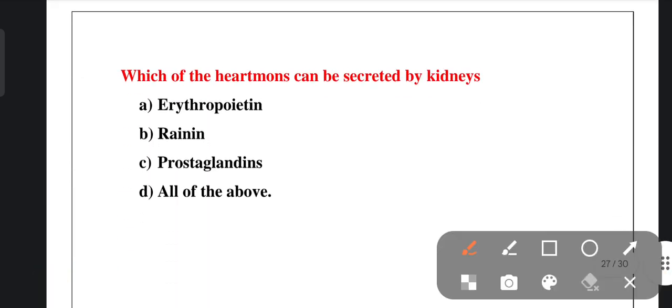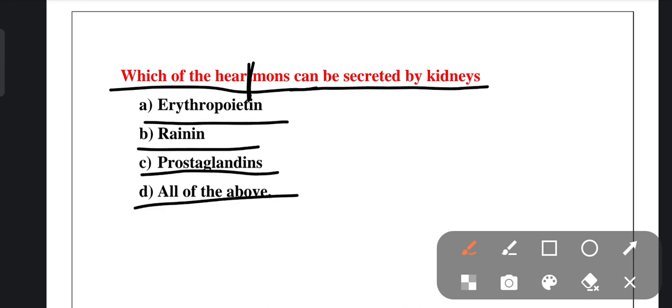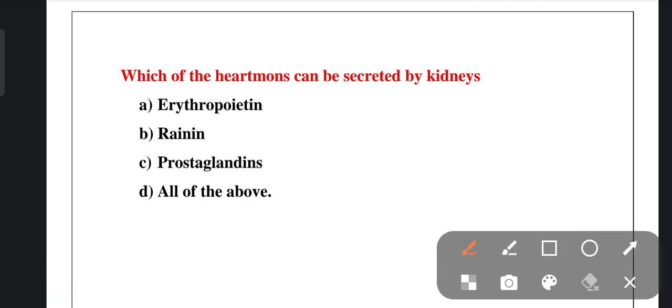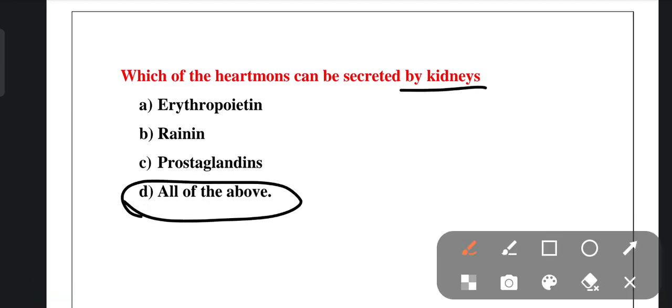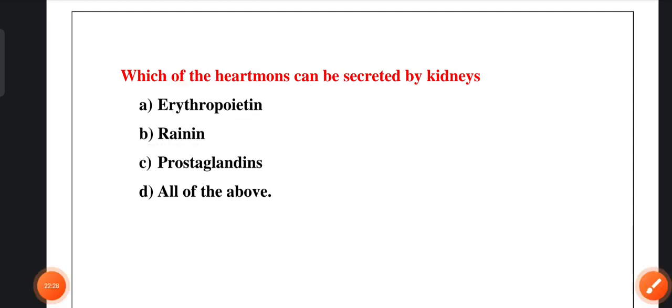The next question is, which hormones are secreted by the kidneys? Kidneys also secrete some hormones. Which are those? Erythropoietin, renin, prostaglandin, all of the above. The right one is all of the above. So the kidney can produce the erythropoietin hormone, renin and prostaglandin. Erythropoietin is responsible for production of RBC, and renin helps maintain BP. Prostaglandins are maintained for the sex hormones.